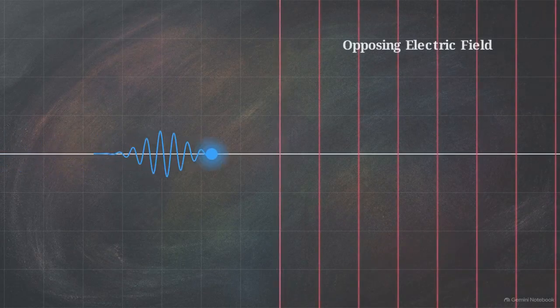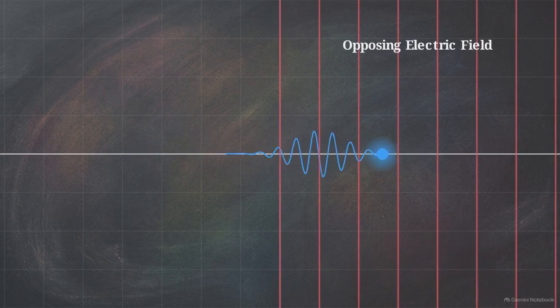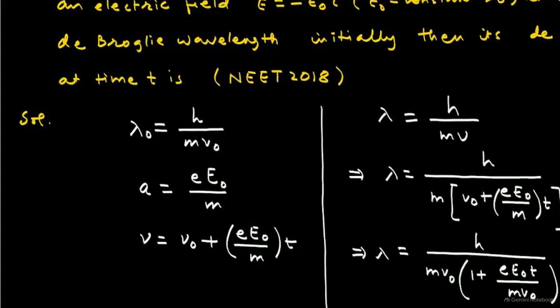Take an electron moving with an initial velocity that suddenly enters an opposing constant electric field. As the field decelerates the particle, its physical wave packet stretches. This top left block defines the baseline state. Initial de Broglie wavelength equals Planck's constant divided by mass times initial velocity. Next, we calculate the classical deceleration caused by the electric field acting on the electron's mass. This deceleration creates a time-dependent velocity function, where current velocity equals initial velocity plus acceleration multiplied by time.